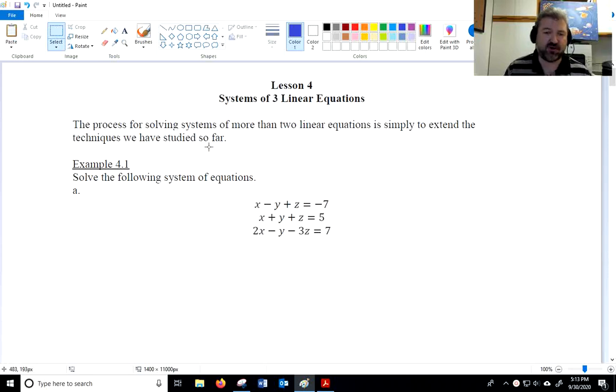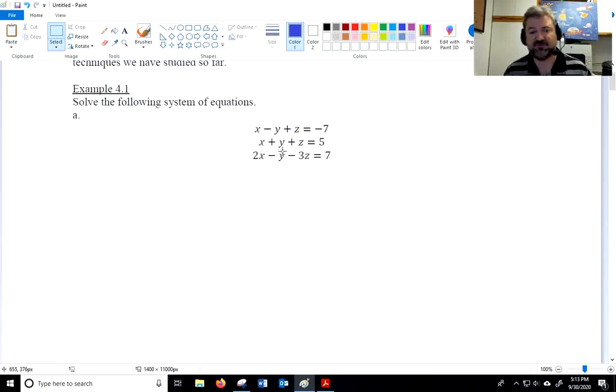So we're going to take the process for solving a system of two equations, and we're just going to extend that process to do it in three. So again, we can use substitution or elimination or any combination of the two. We could do a substitution to start and then come in with elimination. I'm going to start with elimination on this.